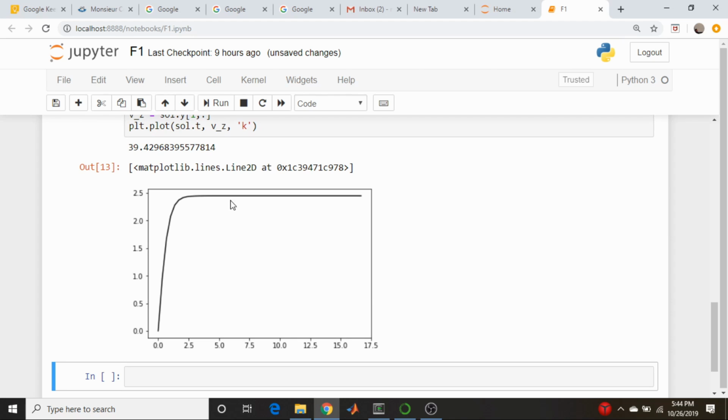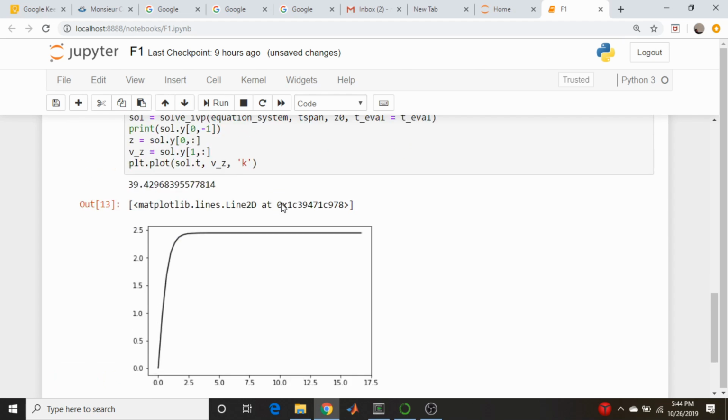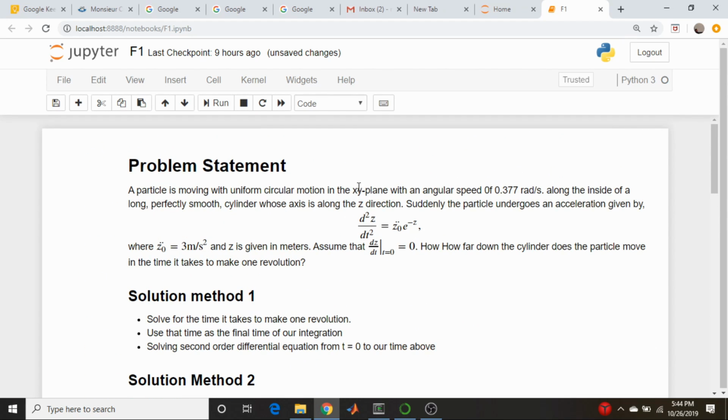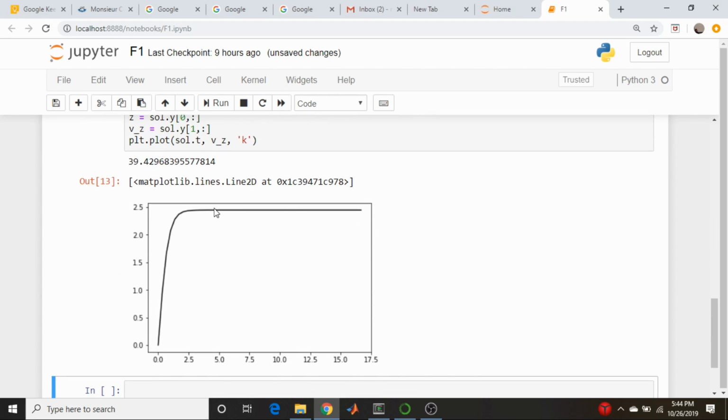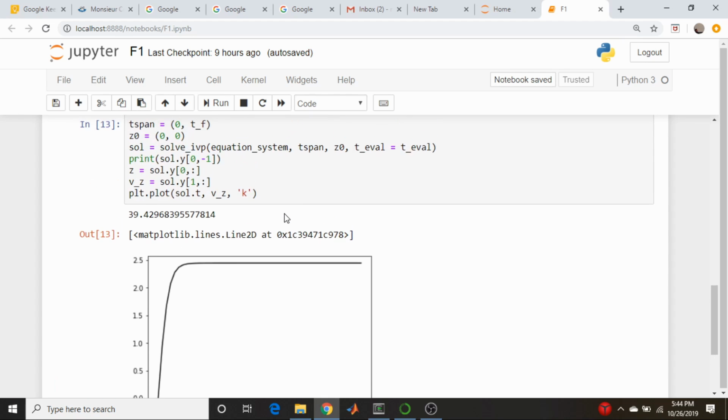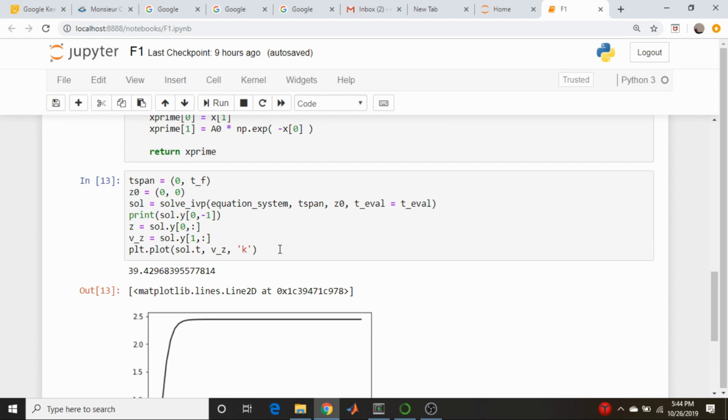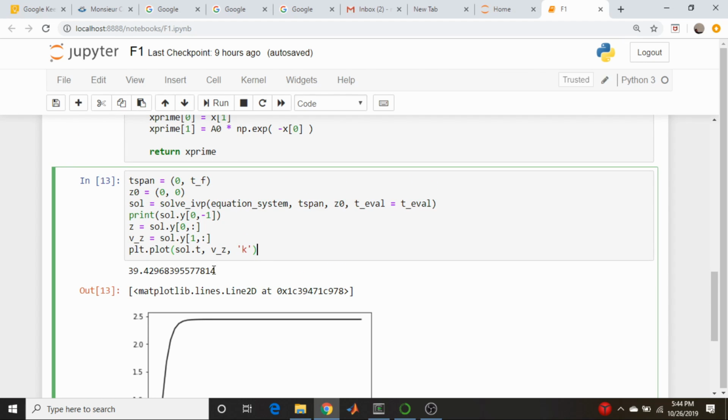It increases, and plateaus. And that kind of makes sense because if we go up here and look at our equation, we have the velocity is a decaying exponential of position. So as you get farther and farther along the z-axis, the acceleration goes to 0, and hence the velocity plateaus to a constant. So that kind of makes sense. So there we are. Let's just print out that answer. Oh, the answer is still printed out here. So this is what we're after.